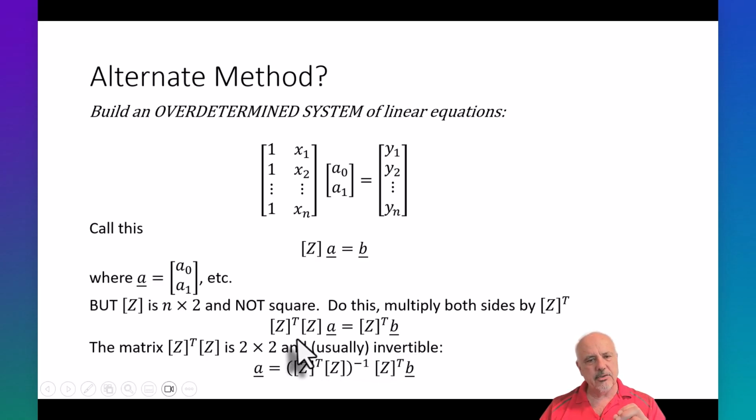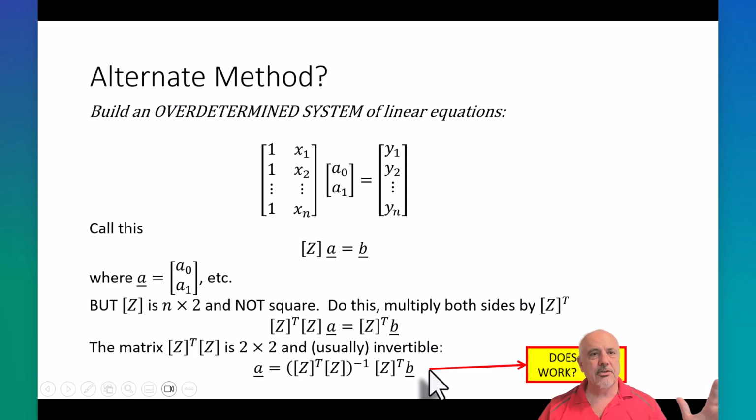And then the Z transpose Z is going to be 2 by 2, and typically we would be able to invert that. So in that case, we're solving for our unknown A column matrix, which is going to be 2 by 1, in this case A0 and A1, and that's going to be equal to Z transpose Z inverse times Z transpose times B.